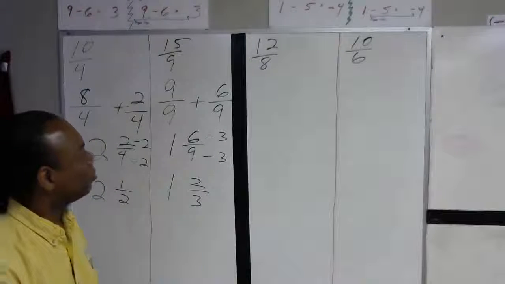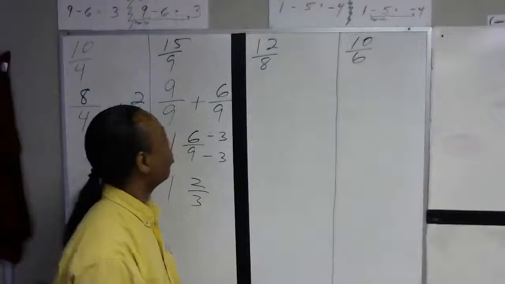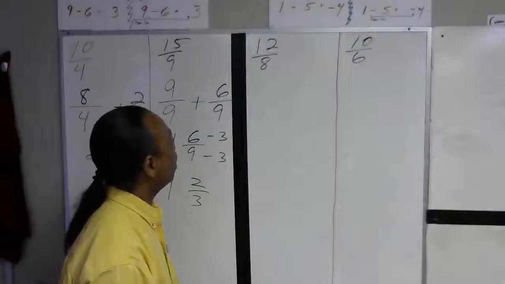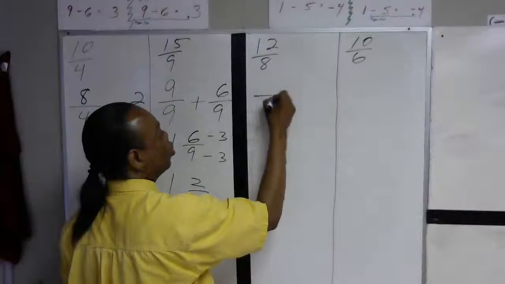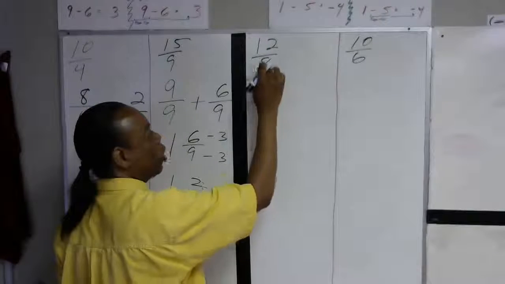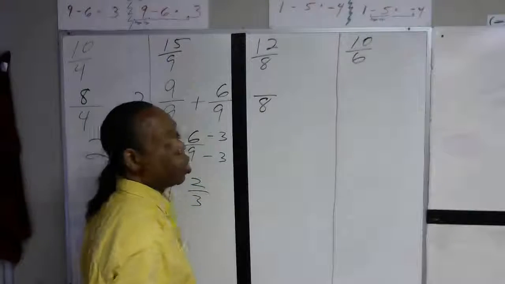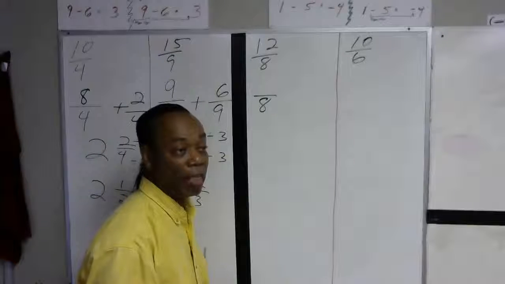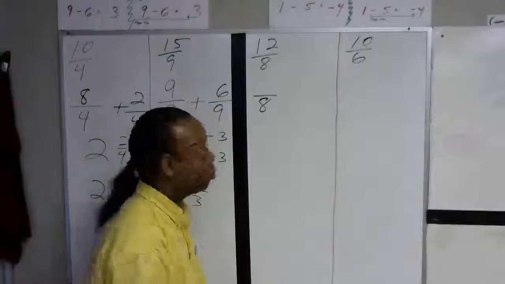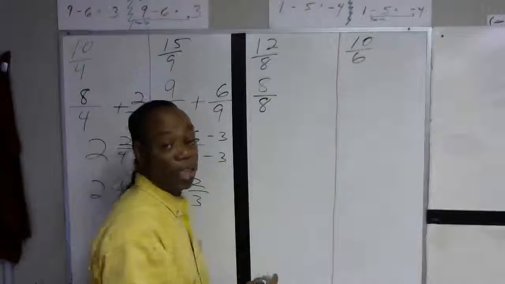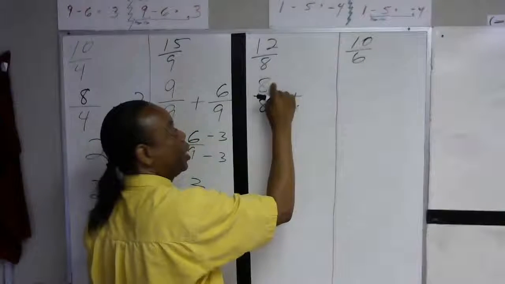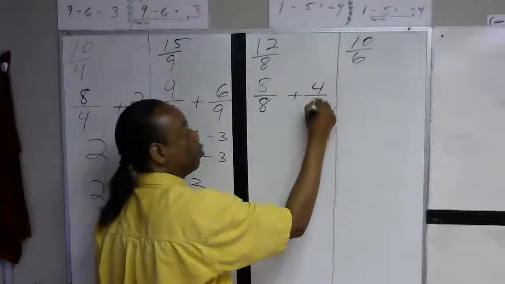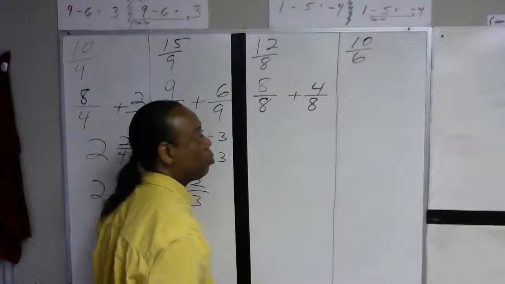Take a look at the next one. 12/8. Turn that into a mixed number. We're going to ask ourselves, what's the closest way we can get to 12 in the 8 timetables? The closest we can get using the 8 timetables to 12 is actually 8. 16 would be too much. Now, the difference between 12 and 8 is 4. So we'll make that 4/8.